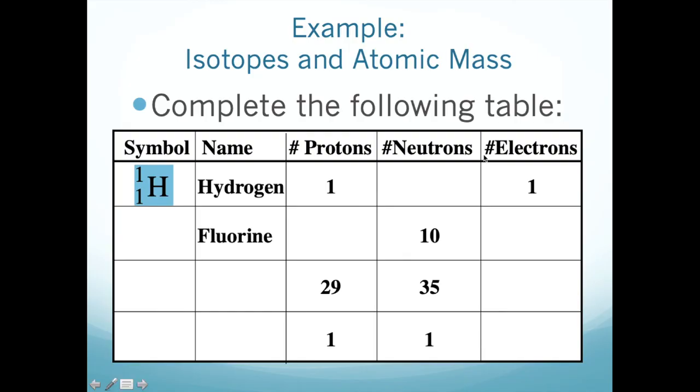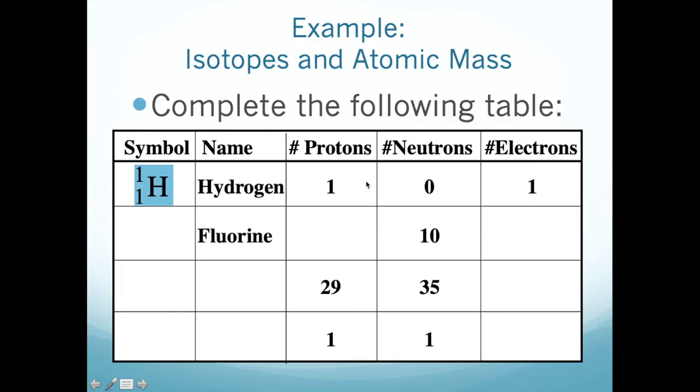The last thing left now is how many neutrons this atom has. To figure this out, we have to look at that mass number. Remember, the mass number is the sum of the protons and neutrons combined. So 1 plus what gives you 1? 0. 1 plus 0 gives you 1, so there must be no neutrons in this atom of hydrogen.